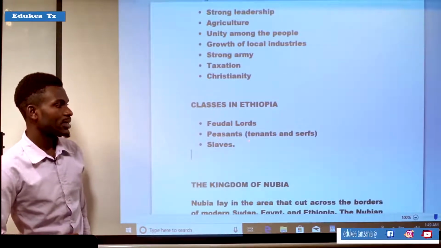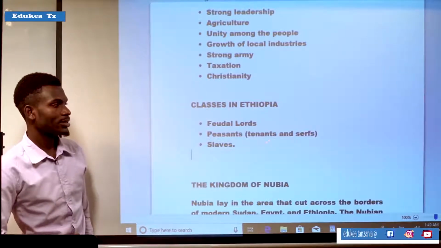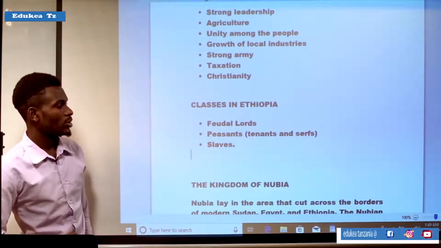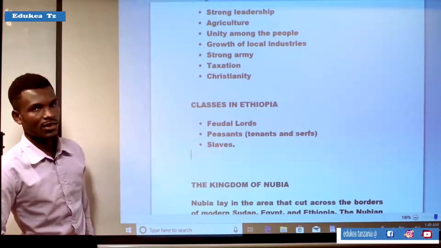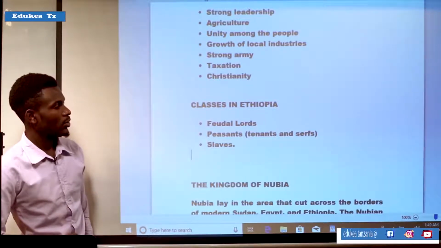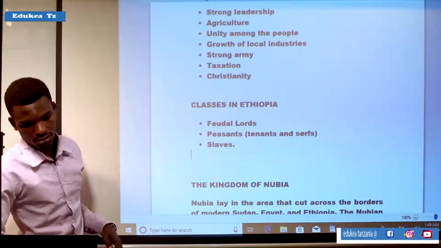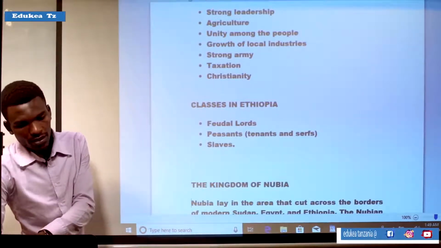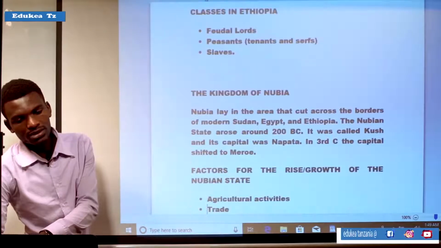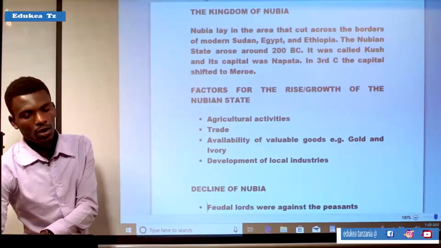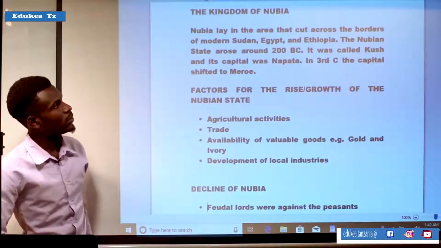Also, there were peasants that included tenants and serfs. Also, the last class was the slaves, who were working for the feudal lords on smaller pieces of land. That was the Ethiopian state. So now we are going to see the kingdom of Nubia.